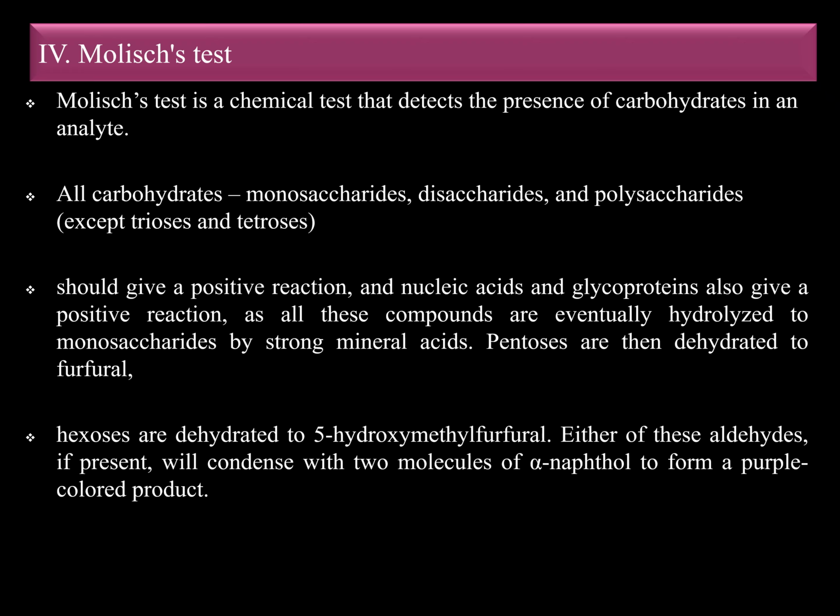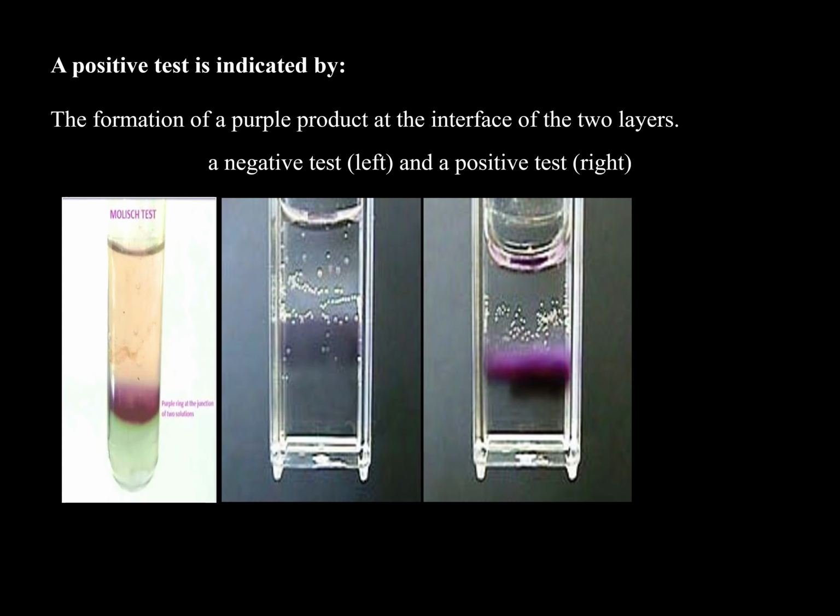Next is Molisch's test. Molisch's test is a general test for carbohydrates. In this test, carbohydrates are dehydrated by strong acid to form furfural derivatives. These derivatives react with alpha naphthol and produce a purple color ring at the junction of two layers. A purple ring indicates a positive test for carbohydrate.